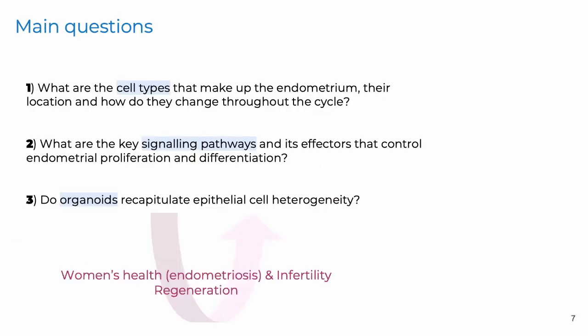Because we don't know that much about this tissue in humans, we ask very basic questions. What are the cell types that make up the endometrium, and how do they change across the menstrual cycle? What are the key signaling pathways that control endometrial proliferation and differentiation? And finally, can we use the current in vitro models and organoids to validate those?